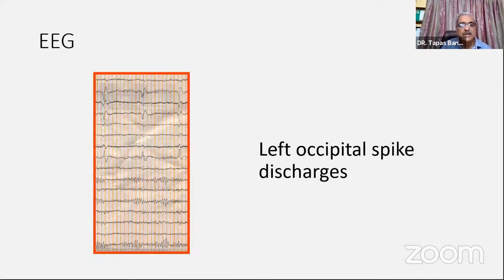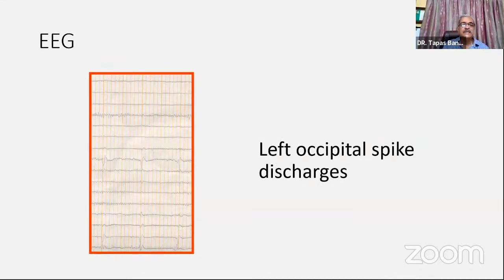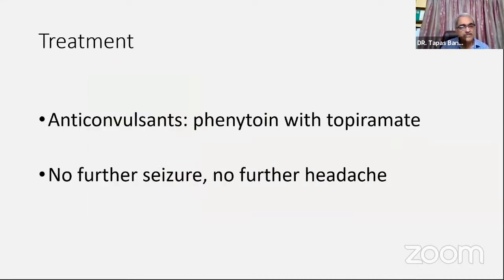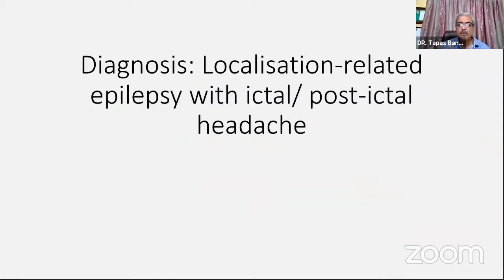We did an EEG on him. There's an EEG graph, and you can see he had left occipital spike discharges. He was treated with phenytoin and topiramate, with no further seizure and no further headache. So this is localization-related epilepsy with ictal or postictal headache. This is one of the migraine mimics.